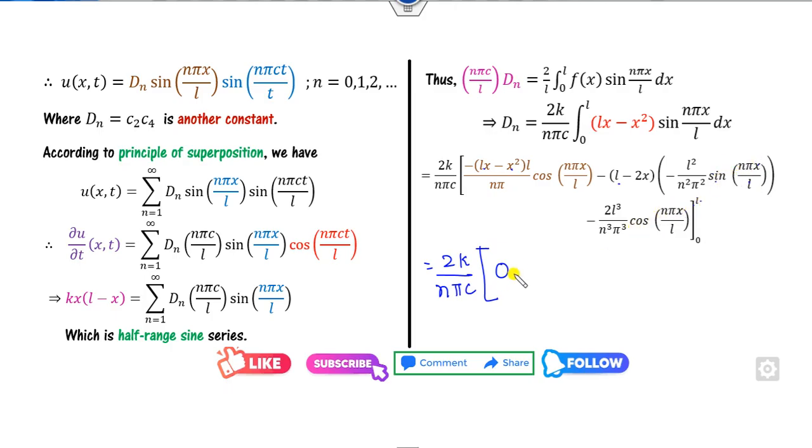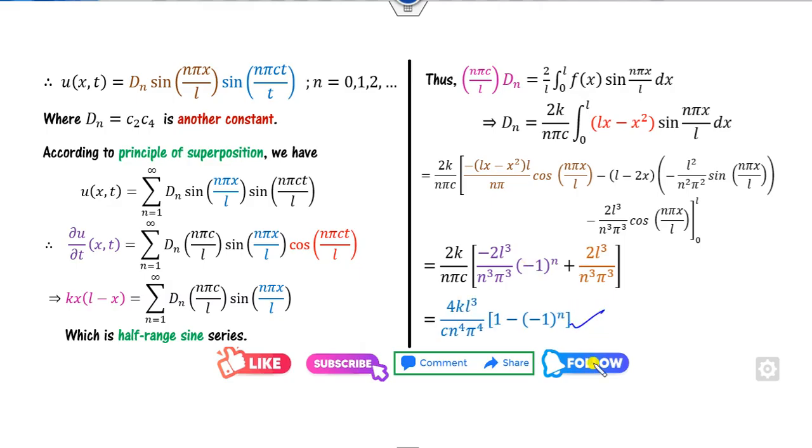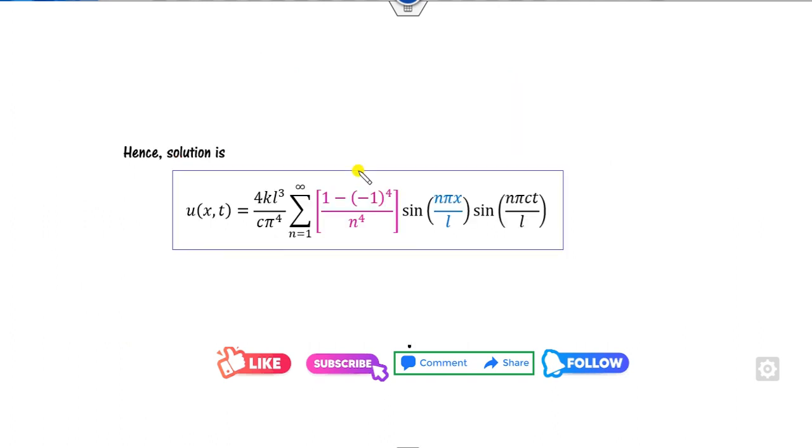Cos n pi, so it's minus 2L cube over n cube pi cube. Cos n pi is minus 1 raised to the power n. When you substitute 0, it's 0. Sine 0 is 0. Cos 0 is 1, so it's minus minus plus 2L cube over n cube pi cube. Fine. Now you can take 2L cube over n cube pi cube as common. You will get this expression. Now finally you can substitute the value of this dn. This is the value of dn in this case. You will get the required solution of the problem.